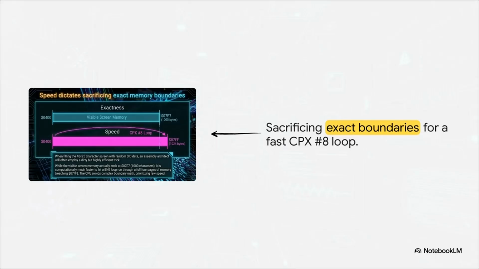The visible screen memory runs from hex 0400 to hex 0787, but calculating that exact cutoff boundary requires complex CPU math. Instead, they use a highly efficient assembly loop using the command cpx #8. This simple instruction tells the processor to start at page 4 and blast through memory until it hits page 8. By overshooting the visible screen by a few bytes, it avoids the complex boundary math entirely and fills the CRT monitor with a blistering, simmering field of randomized static instantly. It's the difference between carefully painting a canvas and just throwing a bucket of paint at it.